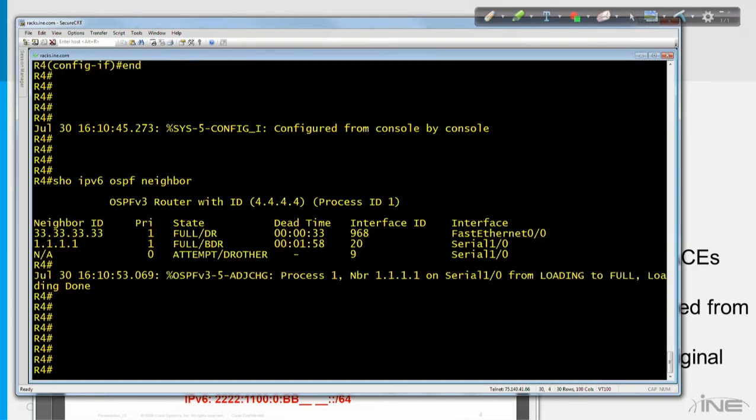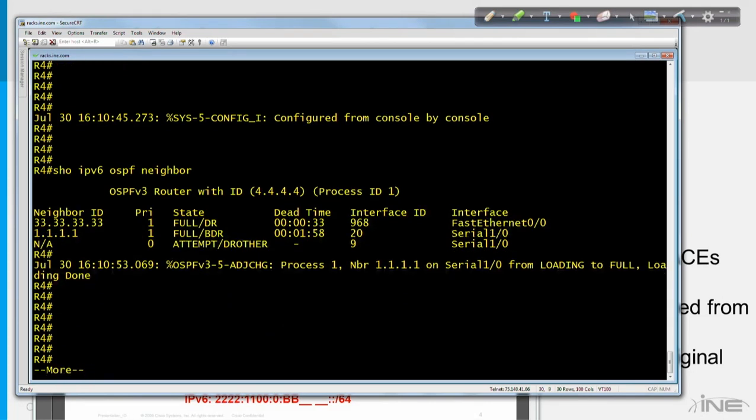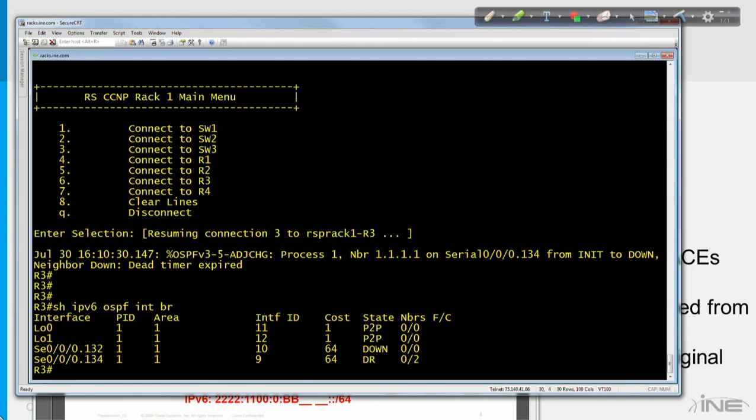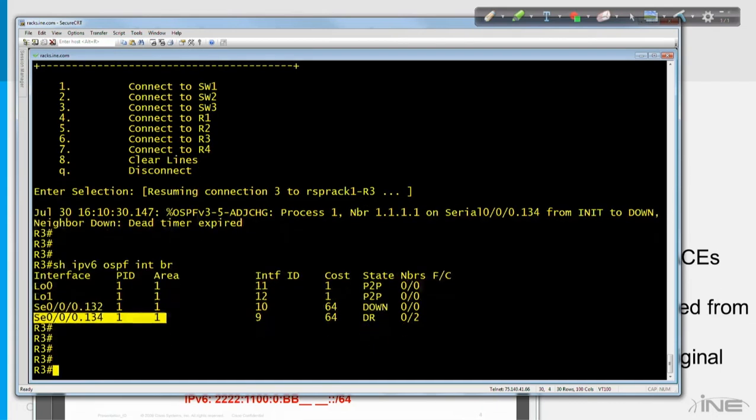So let's see what's going on with router 3. Show IPv6 OSPF interface brief. Check to see if OSPF knows that it's supposed to be active on that correct interface. And it is, so there it is. That's network H. It is in the correct area. Okay, that's good. Show run interface serial 0/0.134. Once again, checking to see if there's anything that would be preventing the OSPF communication, like access lists or something weird like that.